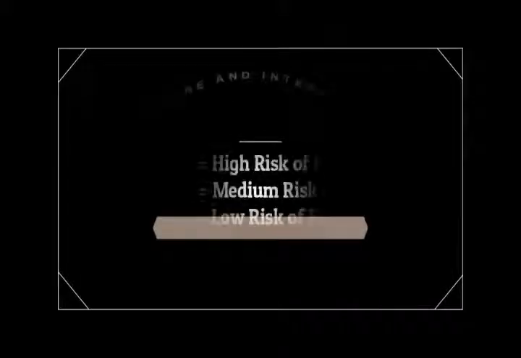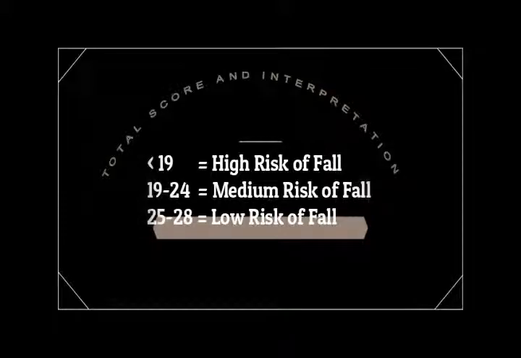Total score and result interpretation. Below 19 is equal to high risk of fall. 19 to 24 is equal to medium risk of fall. And 25 to 28 is equal to low risk of fall.